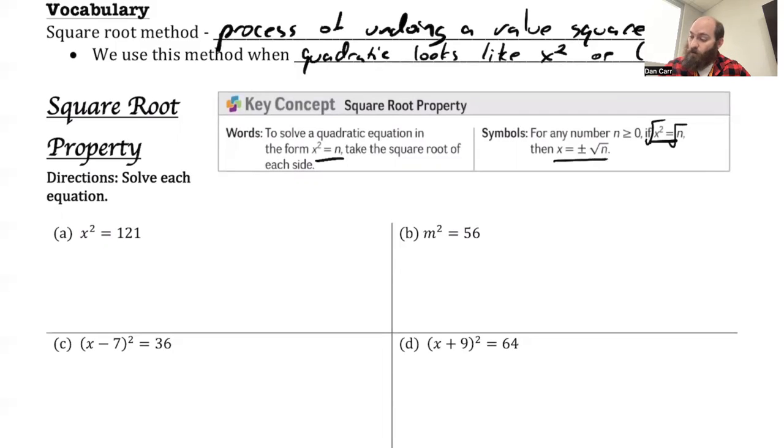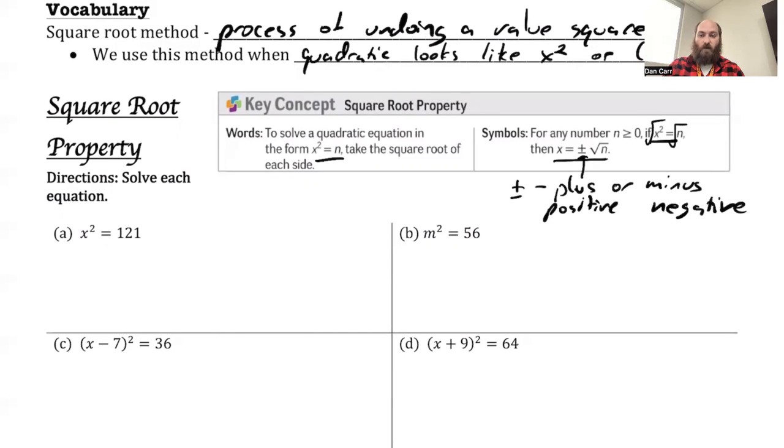Now, a couple things to show. This is the symbol plus or minus. That's how I read it. So x equals plus or minus the square root of n. The reason we use plus or minus is that with the square root property we have two answers from this: a positive version and a negative version. So we get the plus or minus because we have two possibilities from that problem.